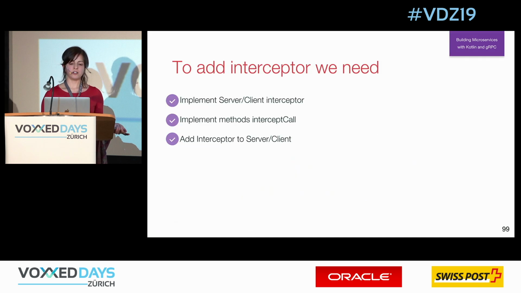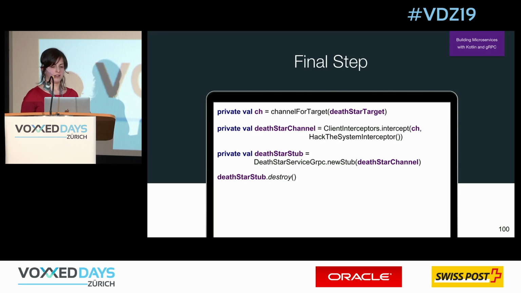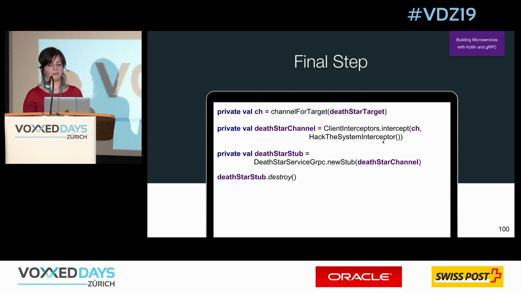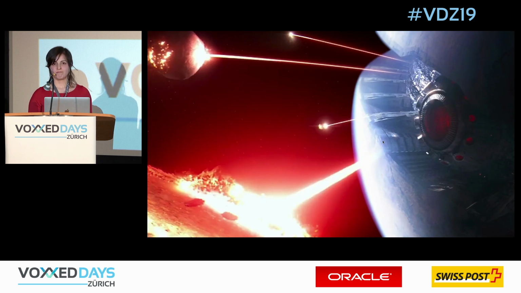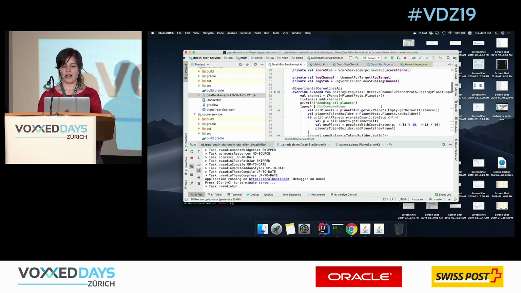And in order to make it work, we need to register it. So again, we are returning to our server, and we are saying that we need to register the HackTheSystemInterceptor. It's pretty simple. You call client interceptors intercept, and you work with it. So we implemented it and have the situation. Do you believe me that it works? Actually, I don't believe myself, so I want to run it. Let's run it.